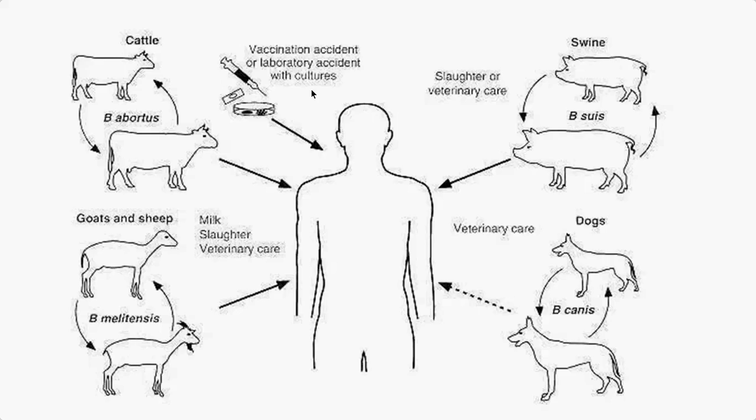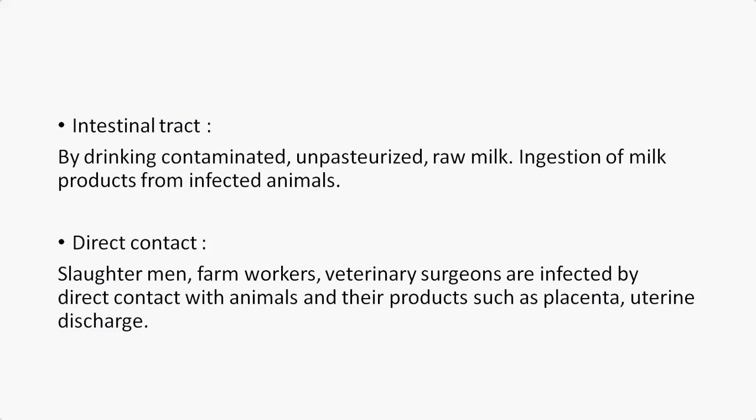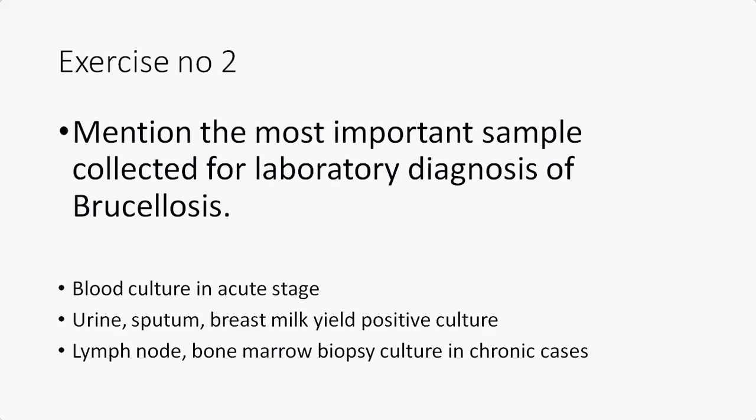Okay, so these are the routes of infection. That is the intestinal tract, by drinking contaminated or unpasteurized raw milk, and direct contact. Direct contact mostly happens in special cases like slaughtermen, farm workers, and veterinary surgeons. They have a high chance of contact with such infected products, so they are mainly the affected hosts.